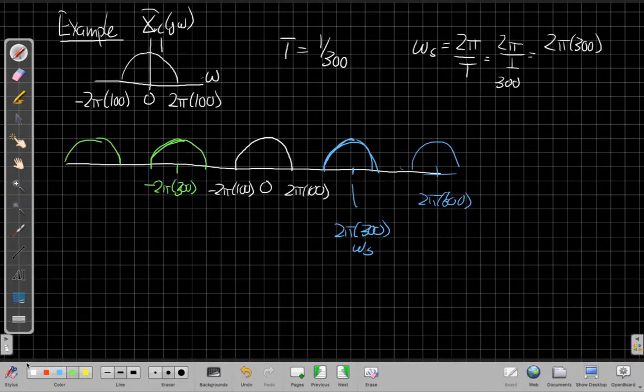The next step is to scale all the heights by 1 over T. So all these, instead of being height 1, get multiplied by 1 over T, so they're all 300 tall. This is steps 1 and 2.